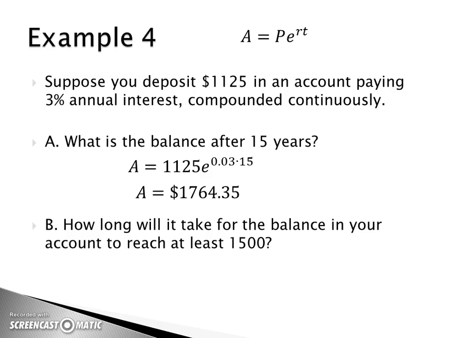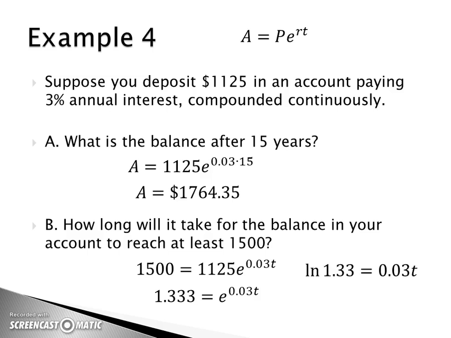So how long will it take for the balance in your account to reach at least 1,500? That's our A. This time we don't have t. Fill it back into our equation. Divide by 1,125 and we get 1.3333 repeated. And then we're going to take the natural log of both sides to get rid of the e. So natural log of 1.333 and then the natural log of e to the 0.03t. That gets rid of our e, so it becomes just 0.03t. If we divide by 0.03 and then type that into our calculator, we get about 9.59 years. So again, the natural log of 1.3333 divided by 0.03 is 9.59 years.